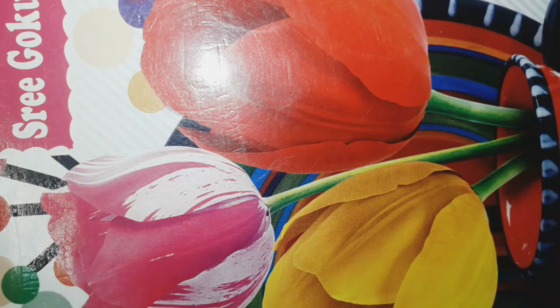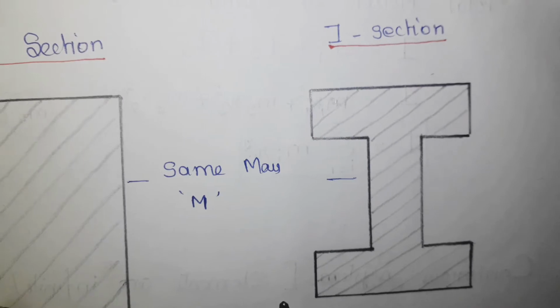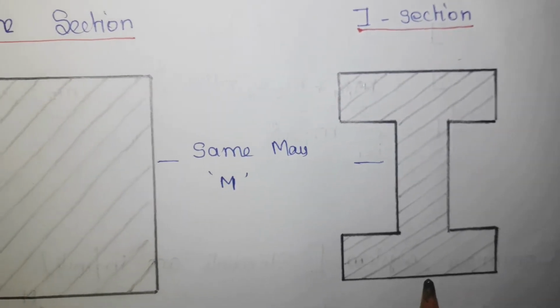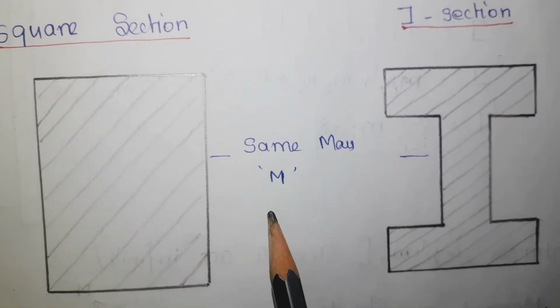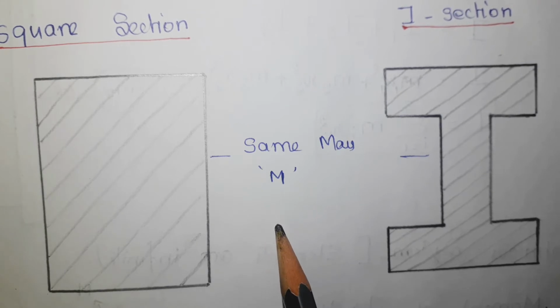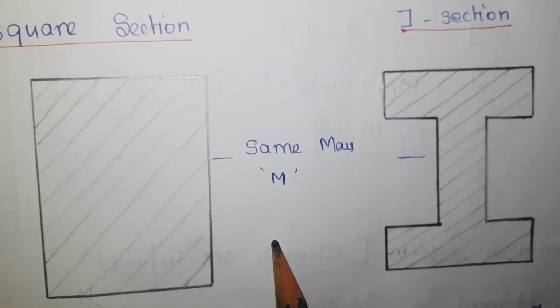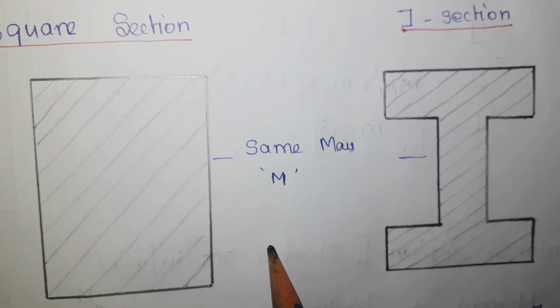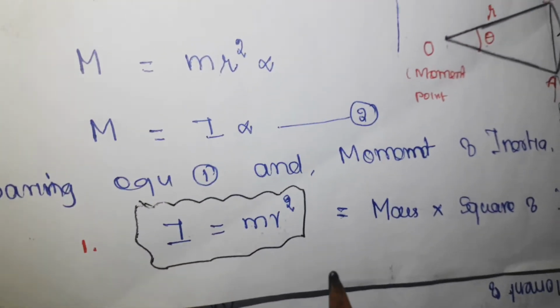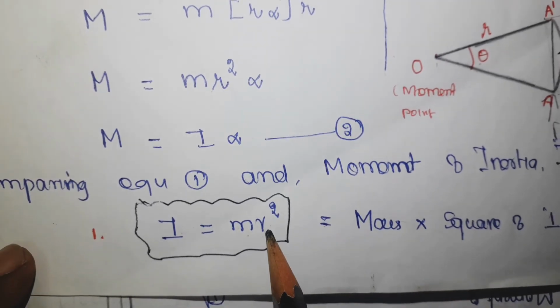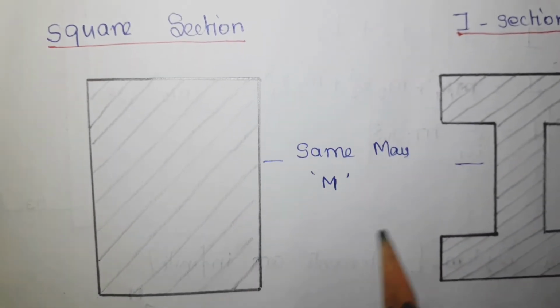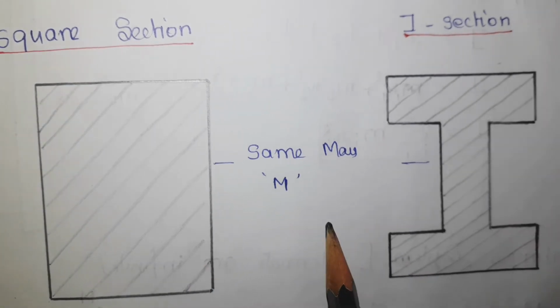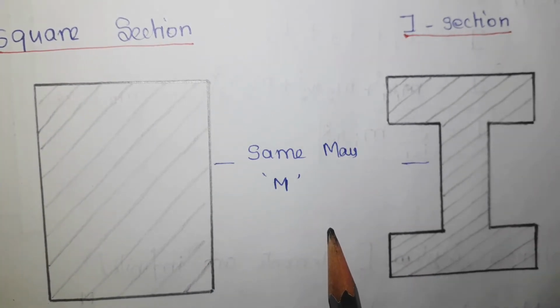Let me consider two sections. One is a square section and another one is an I section. Both the sections are made up of same mass and same material, everything is same. If I apply the moment formula, mass into r square, since mass and r are same, this gives the same moment of inertia for these two sections. That means both sections will give the same answer.